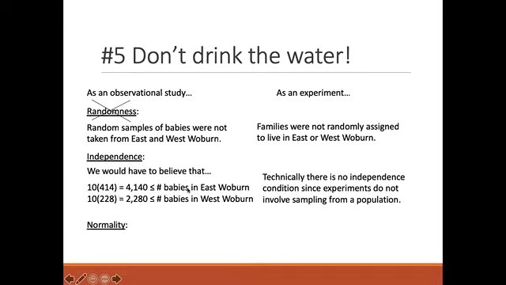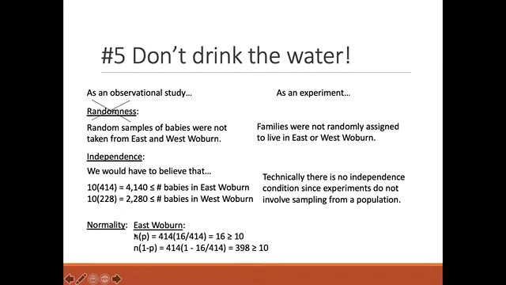So look, if we were doing an observational study, we would be taking random samples out of both East and West Woburn. So I would want to believe that my random sample is no more than 10% of the population of babies in these two locations. So understand, in an experiment, because I'm not doing random sampling from populations, because we're doing random assignment to treatments, technically you don't have to worry about the independence condition. So in this question in general, the randomness condition has already failed, so the independence condition is not as important.